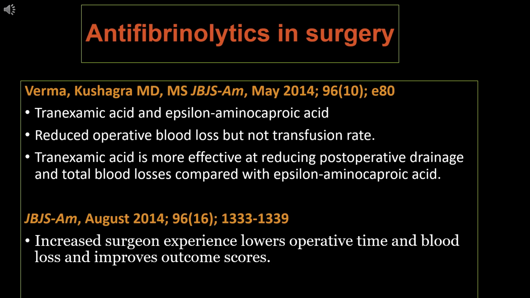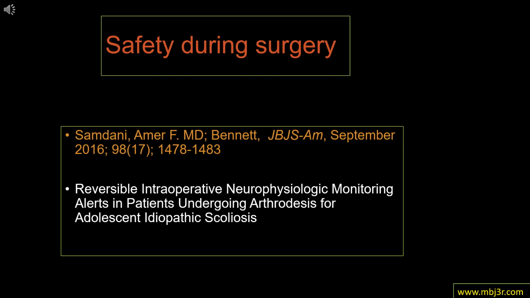Antifibrinolytics in surgery. Tranexamic acid and epsilon aminocaproic acid reduce the operative blood loss but not the transfusion rate. Tranexamic acid is more effective at reducing post-operative drainage and total blood loss compared with epsilon aminocaproic acid. Increased surgeon experience lowers the operative time and blood loss and improves outcome scores. Safety during surgery: reversible intraoperative neurophysiological monitoring alerts in patients undergoing arthrodesis for adolescent idiopathic scoliosis. If this facility is there, that is best to avoid complications.